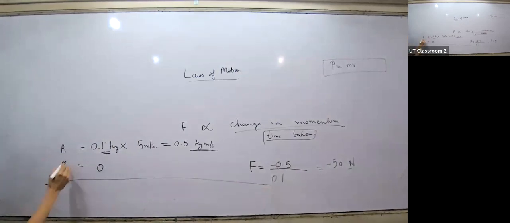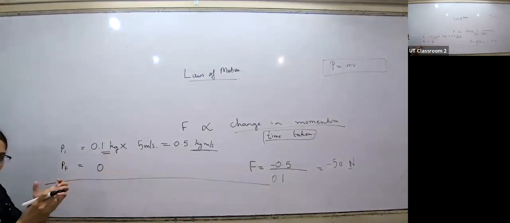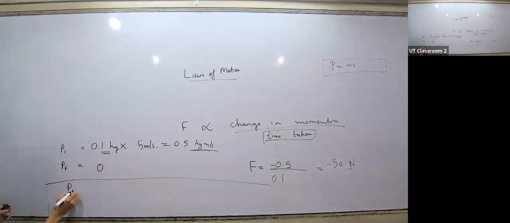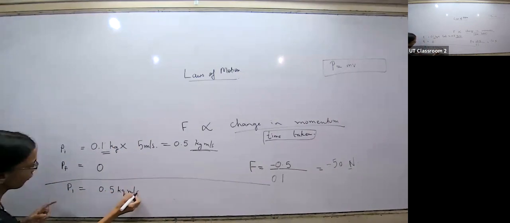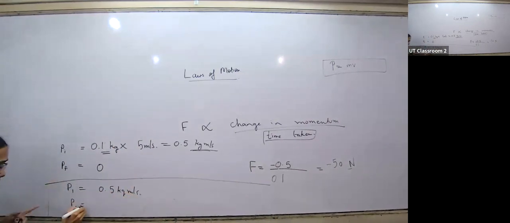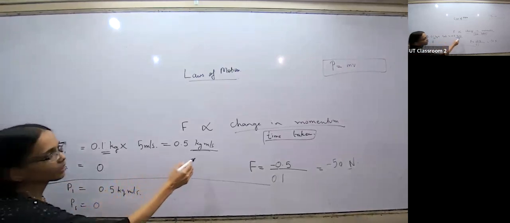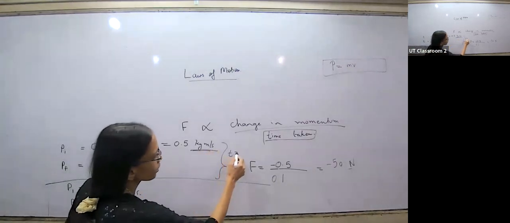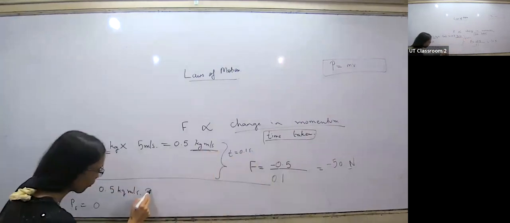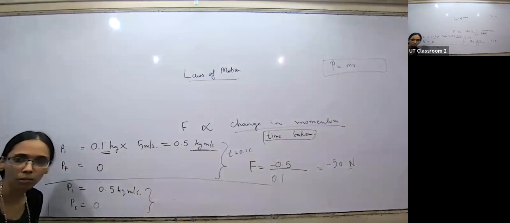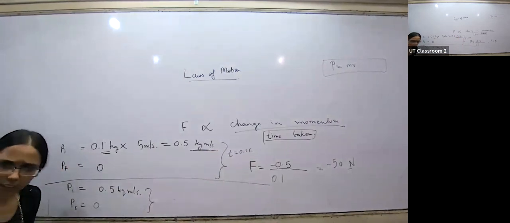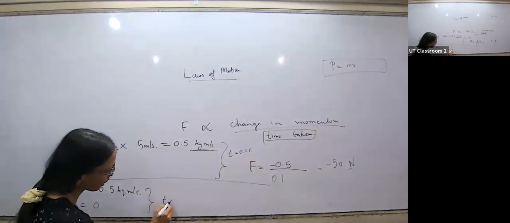Okay? So the same thing, let's say it is within your hand at this time. So initial kitna tha? 0.5 kg meter per second. Final kitna tha? Zero. Okay? But the difference is, yaha pe time kitna liya tha? T was 0.1 second. And yaha pe, if it takes time, how many seconds do I take to stop it? Let's say 2 seconds liya hai. So time taken is 2 seconds.